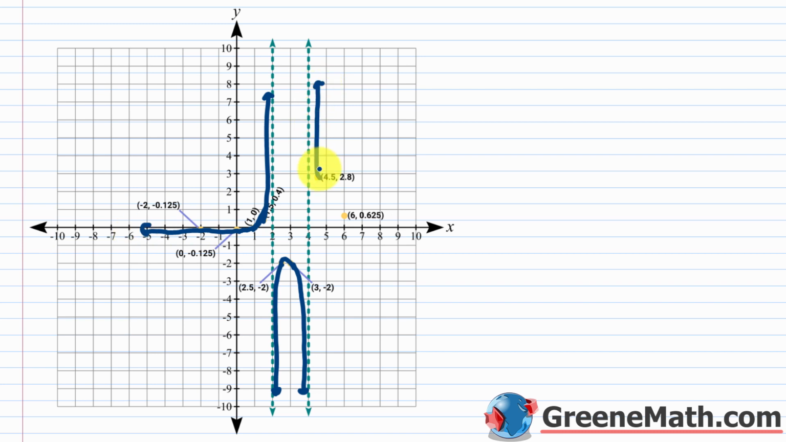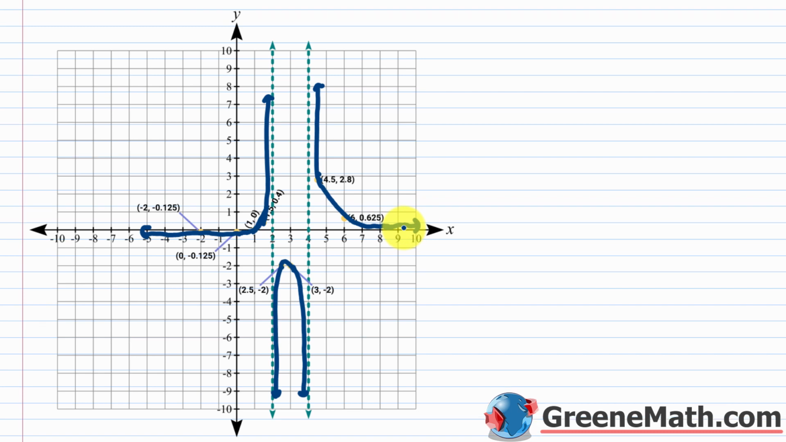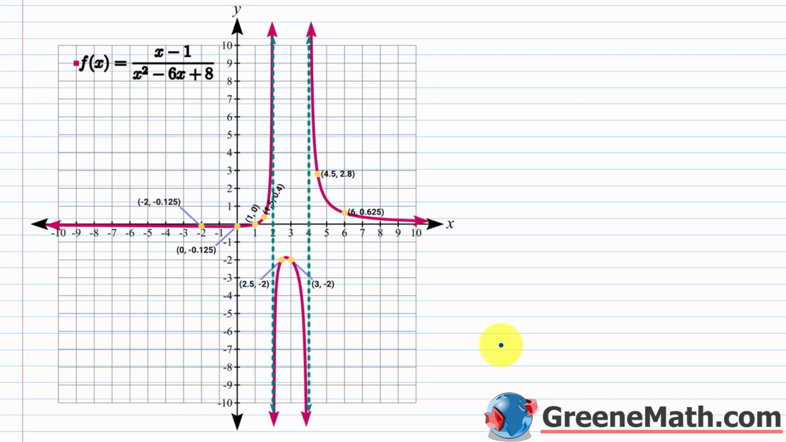Then this piece right here would just come down here. On this piece, it's not going to actually intersect the x-axis. It's just going to get closer and closer to it without touching. And I know I'm a bad drawer. Let me show you a computer-generated version, which is obviously much better.